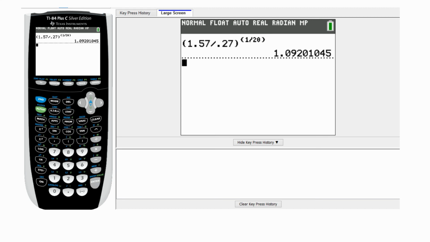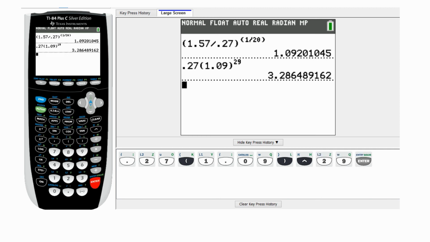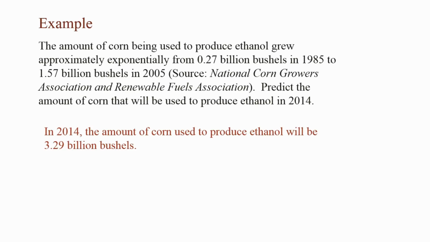So we type in 0.27 parenthesis 1.09 parenthesis exponent 29. So we're looking at 3.286. All of our data has had 2 decimal places, so we want to do the same here. So that's going to round to 3.29. In 2014, the amount of corn used to produce ethanol will be 3.29 billion bushels.